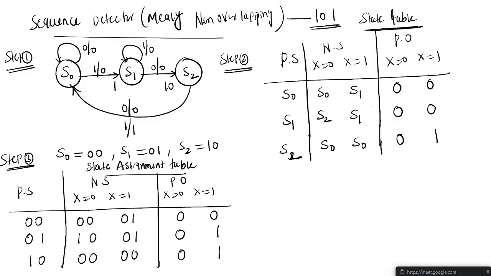Simply, wherever S0 is there, you need to replace 00. S1 is there, 01. S2 is there, 10. Okay. So once again I am writing the state assignment table. Why? Because by seeing this only I need to draw the detailed state assignment table.